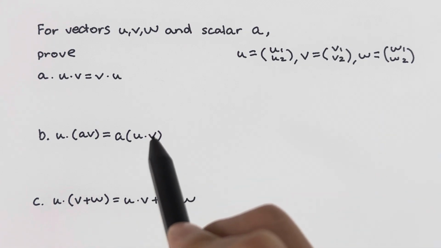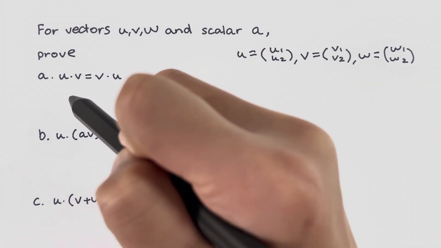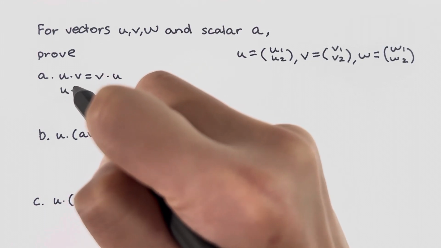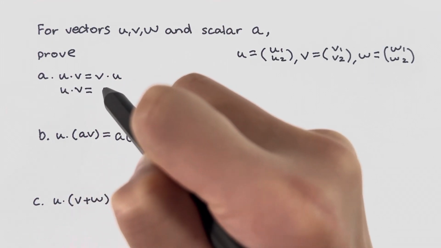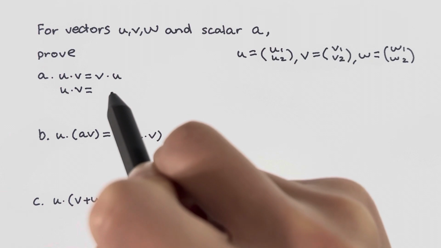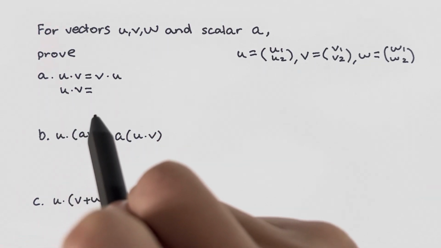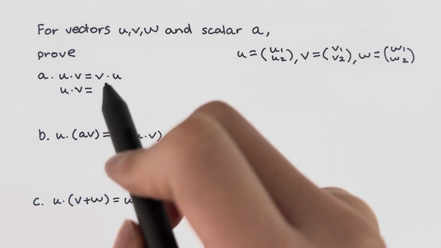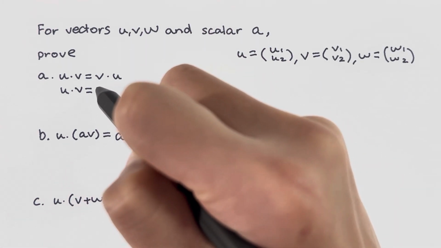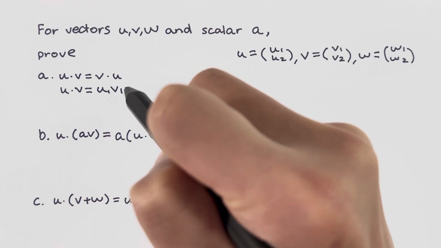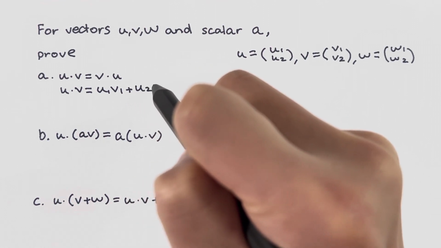So then, we have u times v equal to, for the properties of vectors, to multiply them, you have to multiply the top portion and then add it to the product of the bottom portion. So this will equal to u1 v1 plus u2 v2.